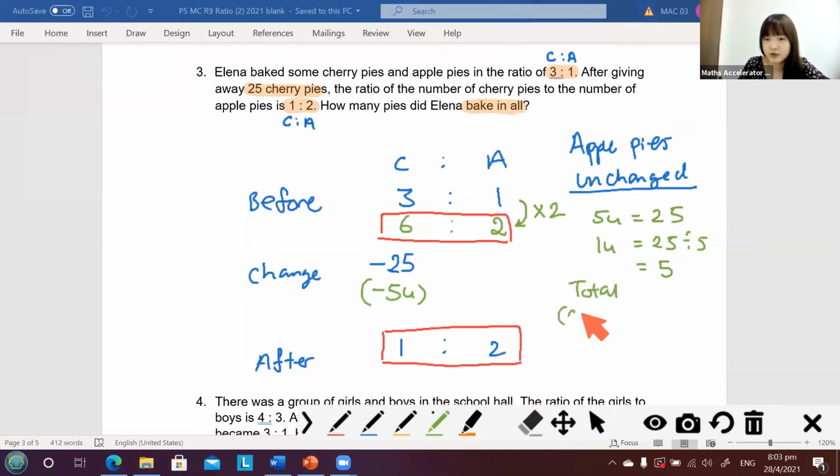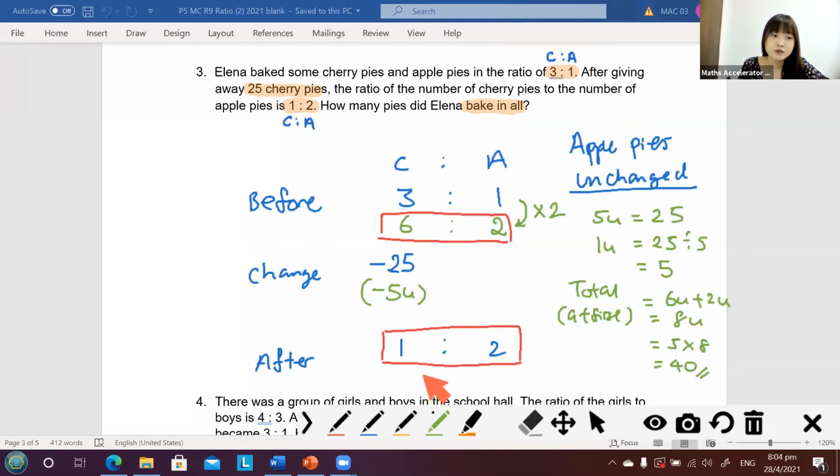Okay, total at first, which will be 6 units plus 2 units. So you're looking for 8 units in total. 5 times 8 is your 40.